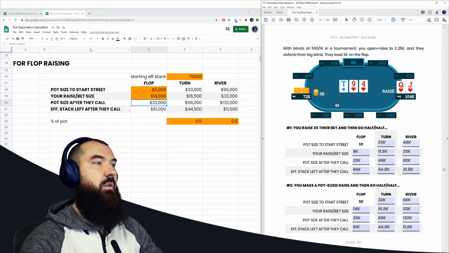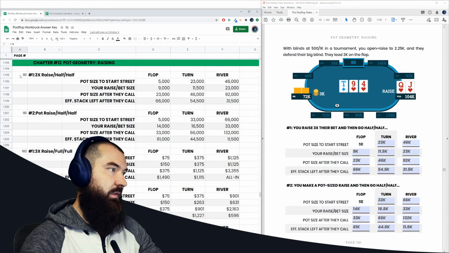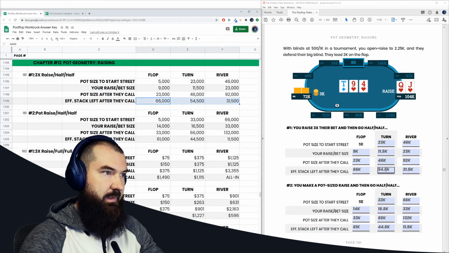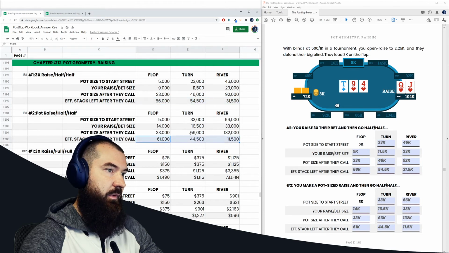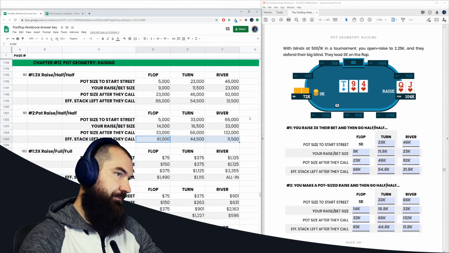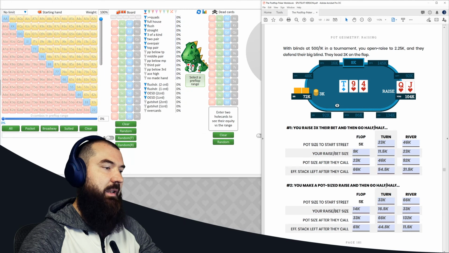Perfect. All right, so let's just double check the answer key real quick. So page 181. Let's just check the bottom row, 66, 54.5, 31.5, excellent. And for number 2 on page 181, 61, 44.5, and 11.5, excellent. Good, so all that is done correctly.